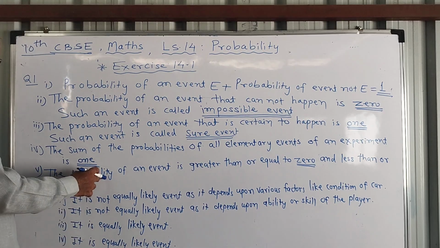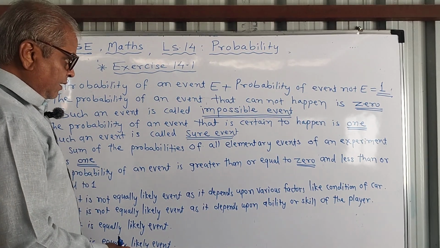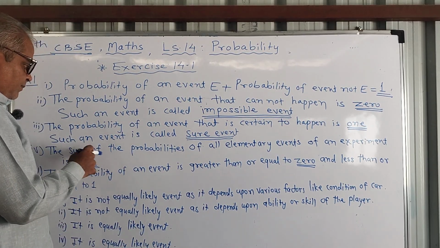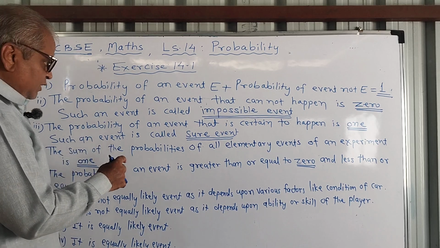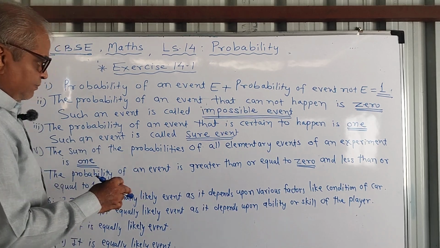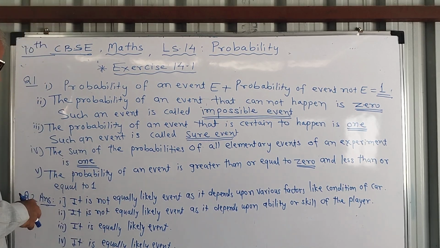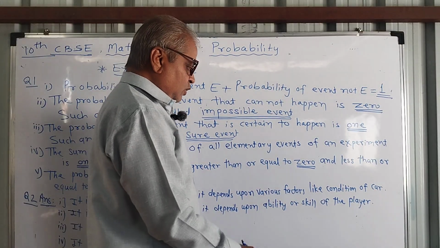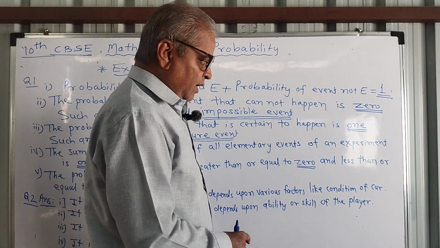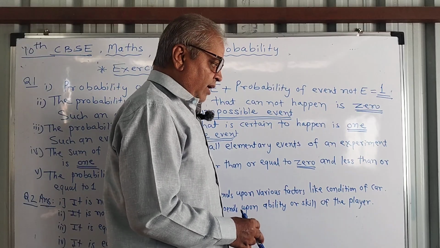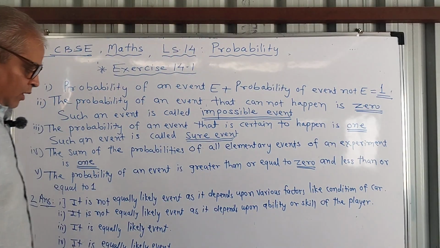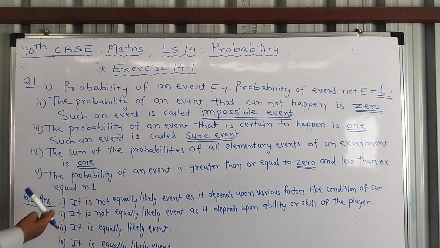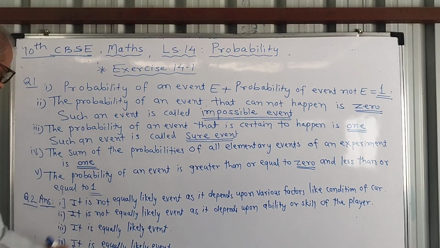And the probability of an event, the sum of the probabilities of all elementary events of an experiment is 1. The probability of an event is always greater than or equal to 0, and less than or equal to 1. So this is fill in the blanks.